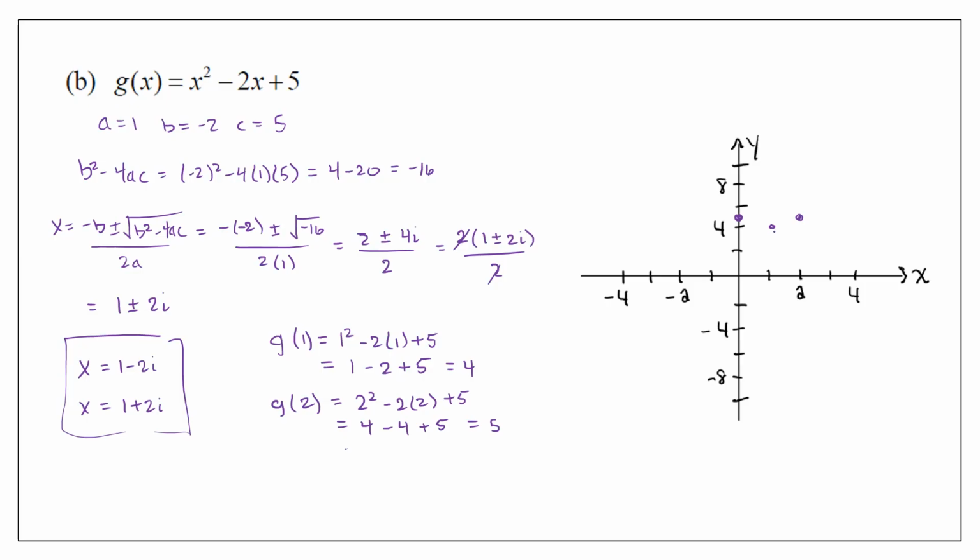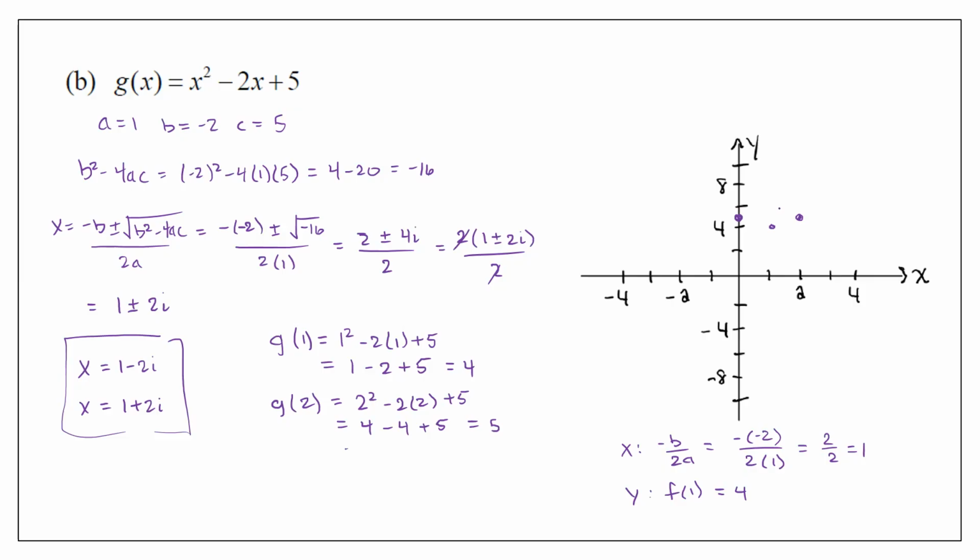Okay, so that means 1, 4 is our vertex. And we can check that by taking negative b over 2a. B is negative 2. A is 1. So that's 2 over 2, which equals 1. Find the y-coordinate. I'm going to substitute in 1 for x, which we just found to be 4. So our vertex is 1, 4.